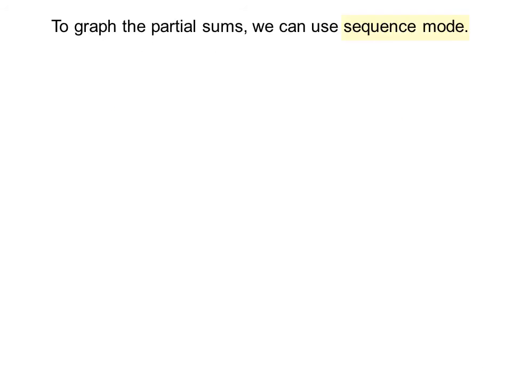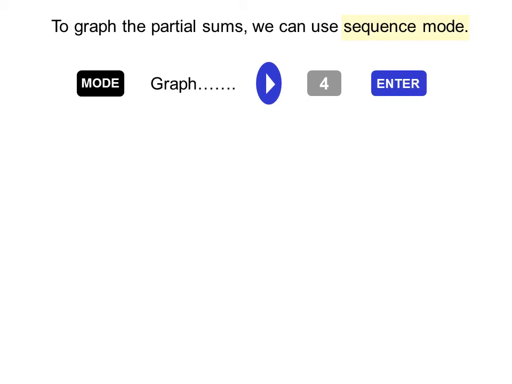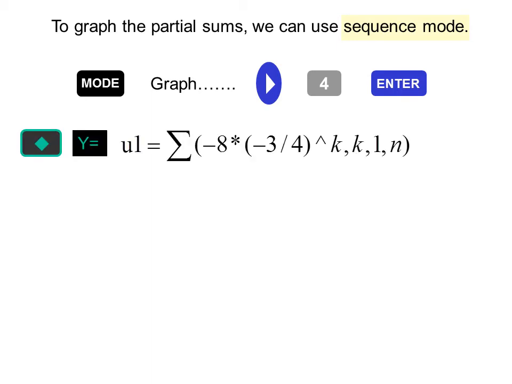To graph the partial sums, we can use sequence mode. We change the mode to sequence graphing. And we press diamond y equals and enter the series as shown.